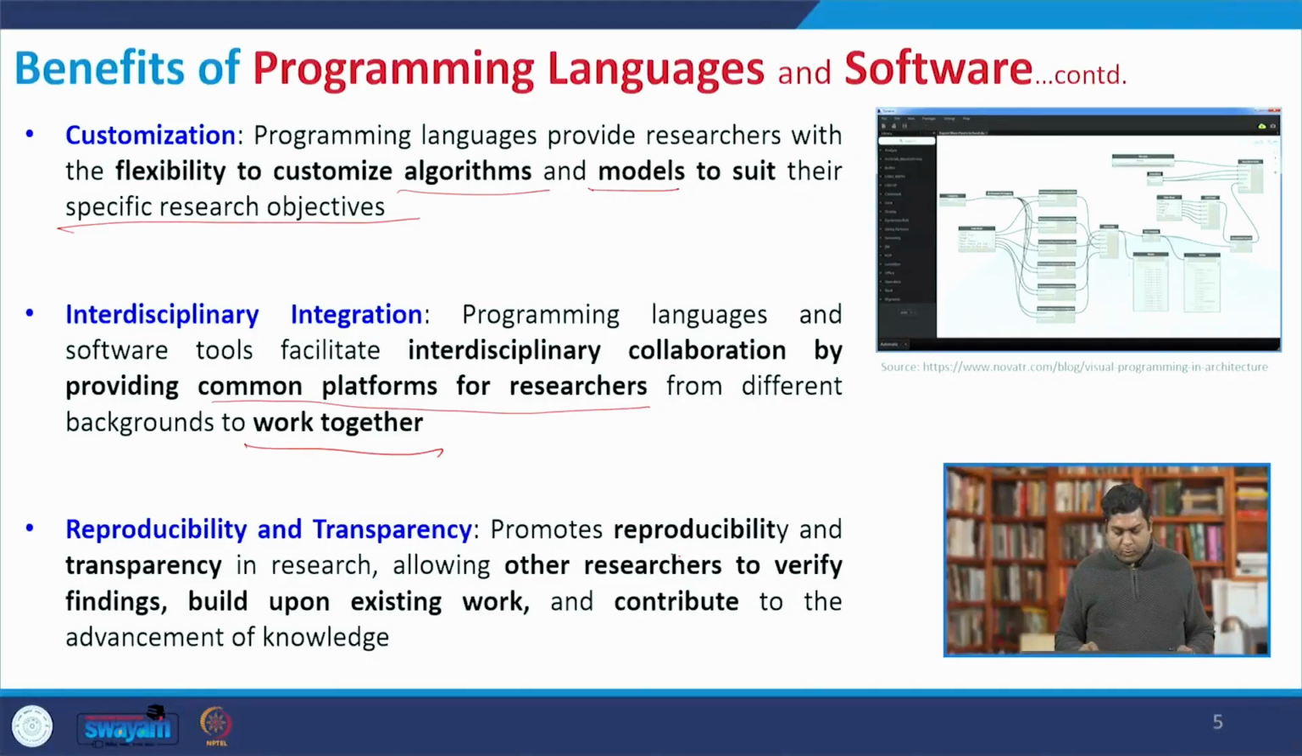So that's why it promotes the reproducibility and transparency in research, allowing other researchers to verify findings, build upon existing work, and also contribute to the advancement of the knowledge. See, if something is already developed for certain purpose, so that can help the other researcher to start from that point and enhance it, to extend it, rather than just repeating the same thing.